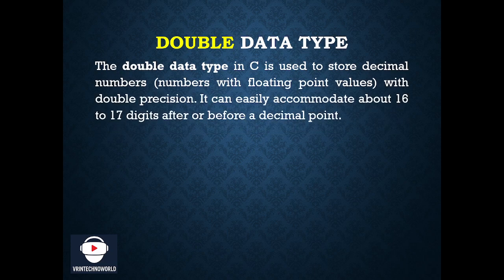Now the double data type. The double data type in C is used to store decimal point numbers, but the range is increased.